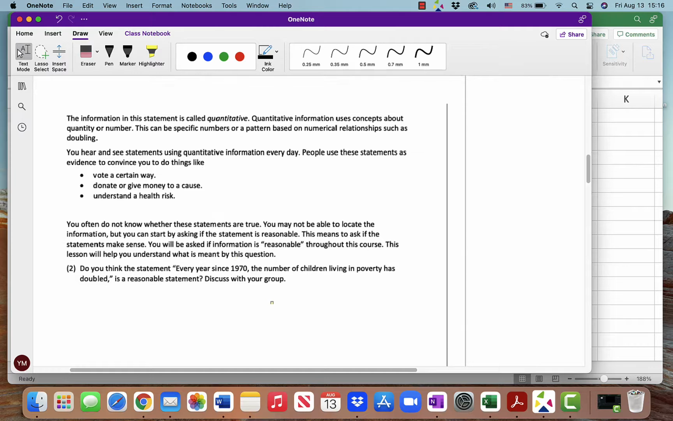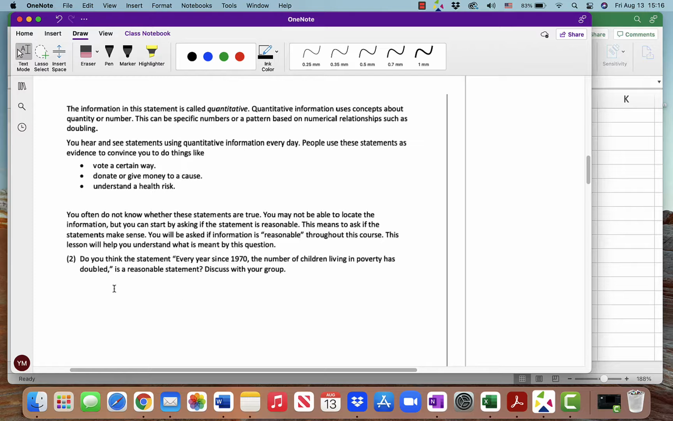All right, we're going to look at that statement and try to assess, to figure it out, whether this information is reasonable. So looking at the statement itself: every year since 1970, the number of children living in poverty has doubled. Do you think this is reasonable?